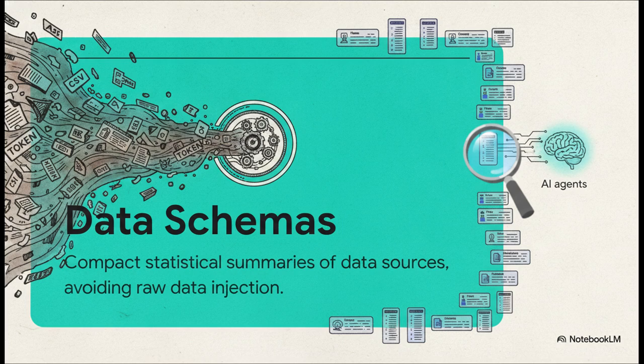Second is data schemas, or MData. Now, instead of forcefully feeding the LLM massive, token-heavy raw CSV files, which is expensive and slow, the system pre-computes a really compact statistical summary. It looks at things like the column names, data types, and statistical distributions, and just saves that metadata. So this gives the AI exactly what it needs to write perfect data processing code without completely drowning in thousands of raw data tokens.